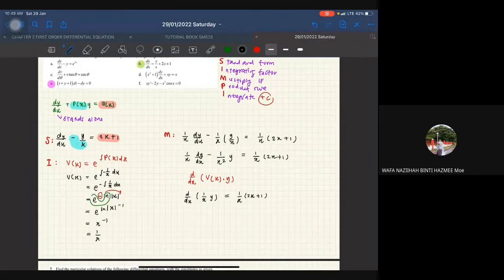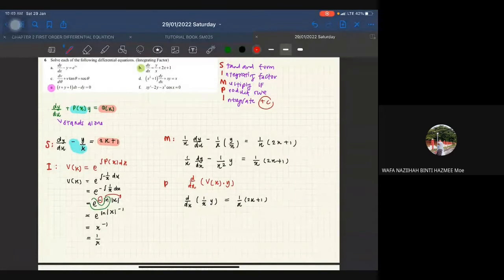Okay, so settle sampai sini. So we will integrate both sides. This one, step apa tadi? This is product rule. Okay, so sekarang kita akan integrate both sides. So integrate both sides, so kita akan integratekan dia with respect to x. So letak integral, letak dx.